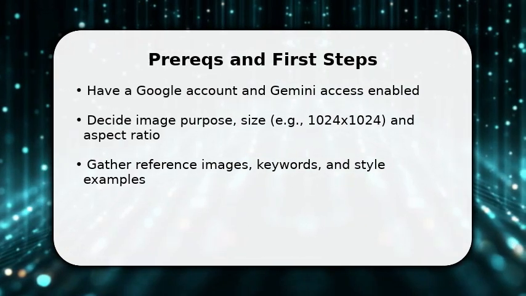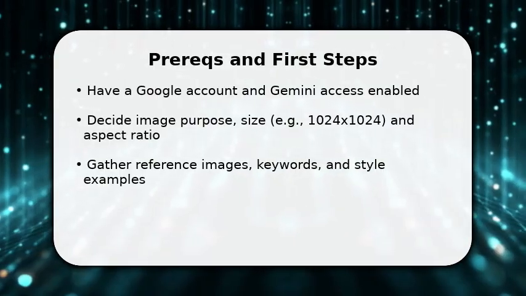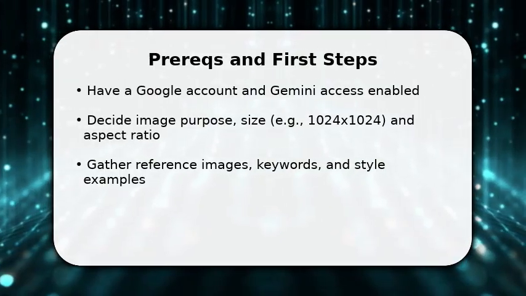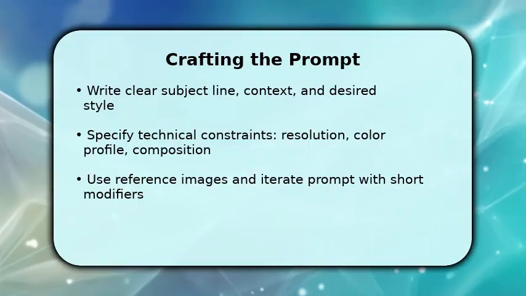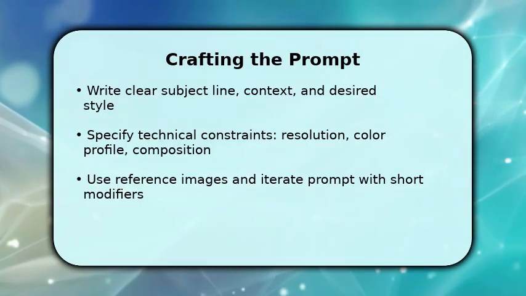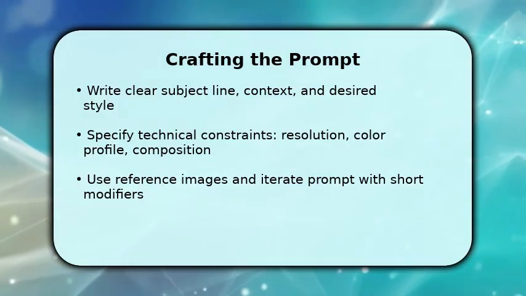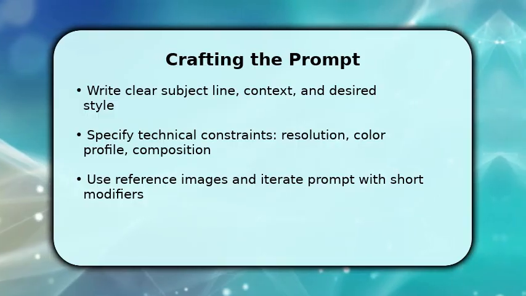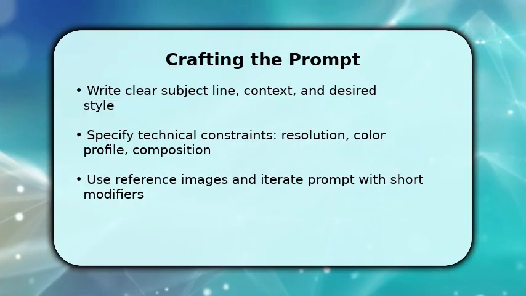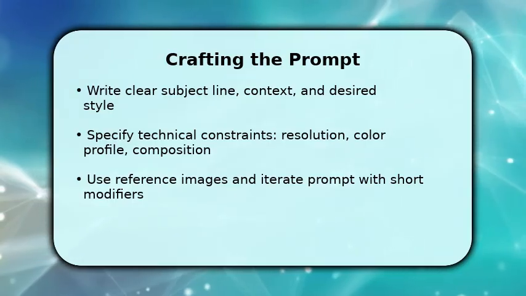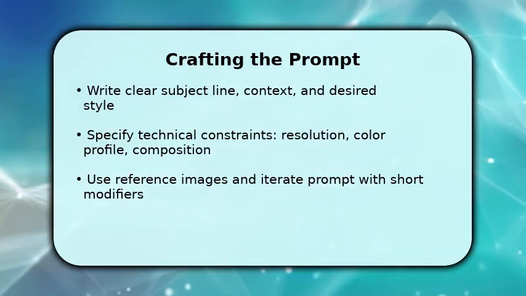Make sure your prompt includes subject, mood, and 2 or 3 descriptive adjectives. You now focus on how to write and refine the prompt. Start with a precise subject and context, then append composition and style. Avoid vague adjectives alone. Include technical constraints such as exact resolution, color palette, or lighting direction to steer the model.